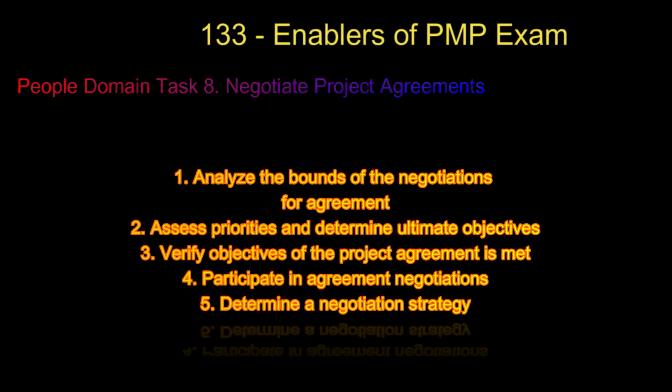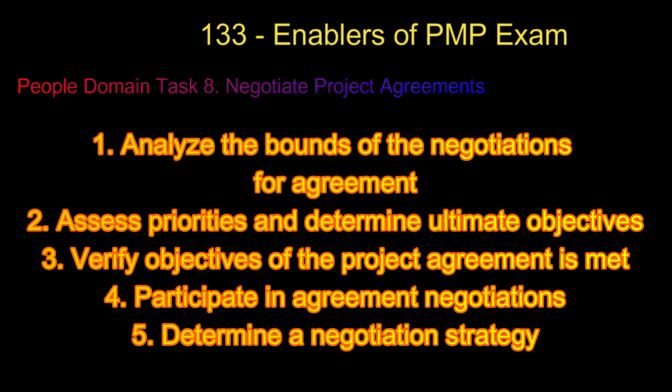People domain task 8, negotiate project agreements. This task has 5 enablers. First, analyze the bounds of negotiations for agreement. Second, assess, prioritize, and determine ultimate objectives. Third, verify objectives of the project agreement are met. Fourth, participate in agreement negotiations. Fifth, determine a negotiation strategy.